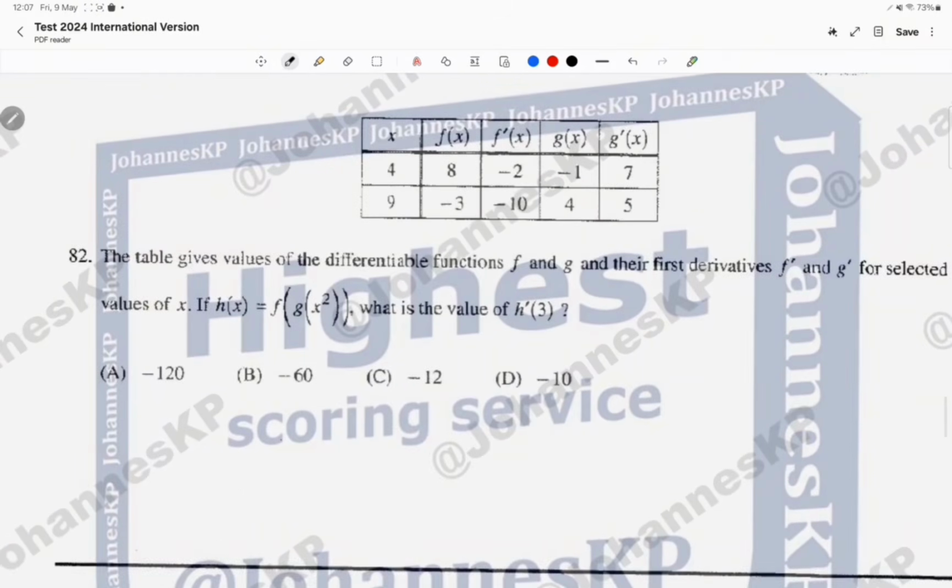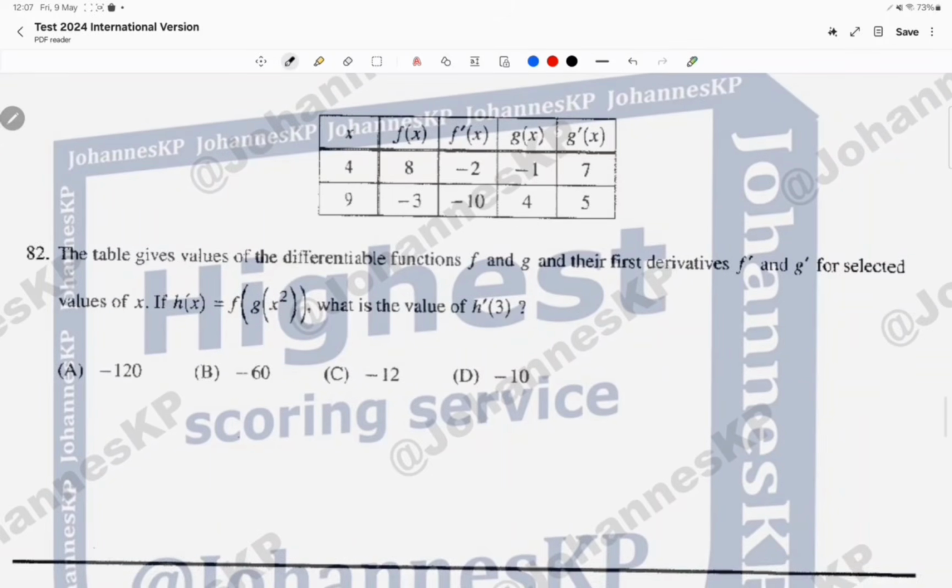82. Table gives the value of differentiable. Right, so we want to find the h prime. You got to take this and you got to differentiate. So you're going to say h prime of x is f prime of g of x squared, times g prime of x squared, times 2x.